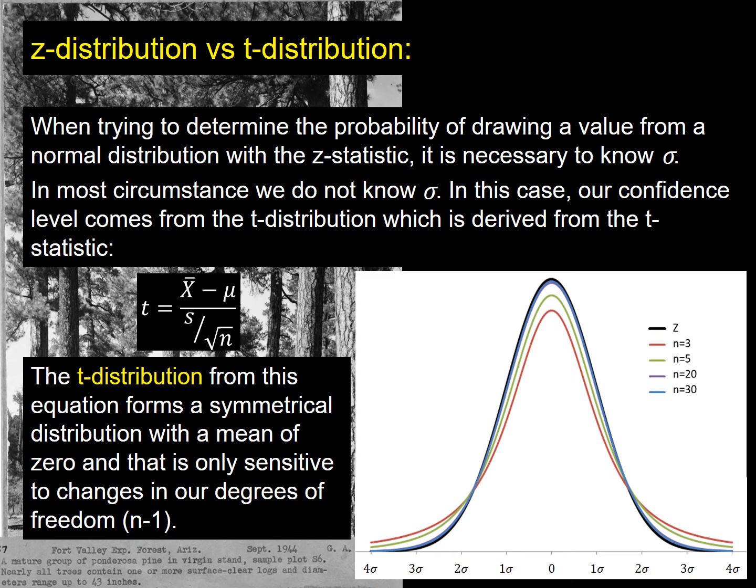Without these, our confidence level comes from the T distribution, which is derived from the T statistic. The distribution produced by the formula is a symmetrical curve with a mean of 0 that has its width controlled by our degrees of freedom, which equals little n minus 1.